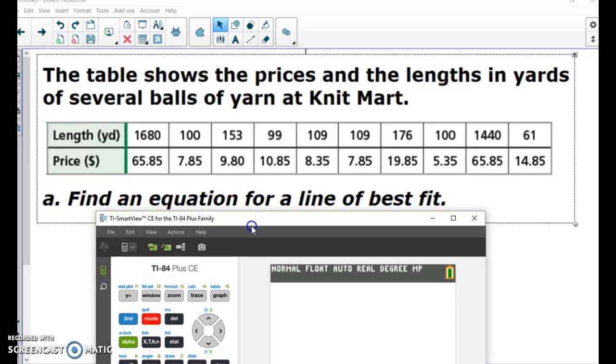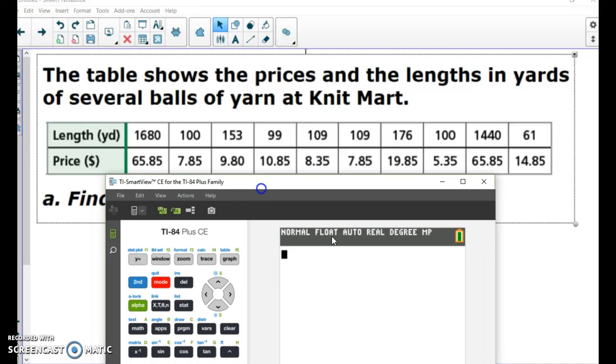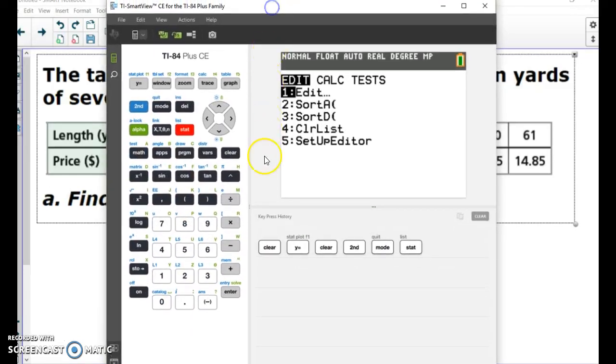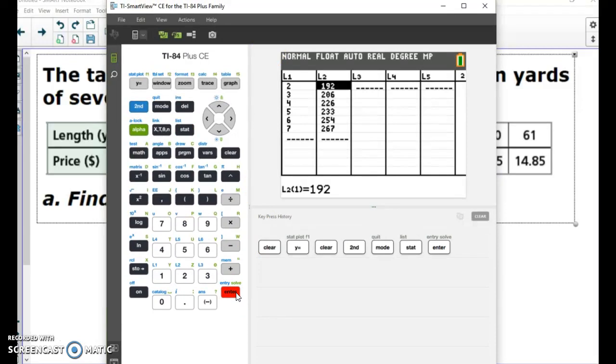So for that, I just want to start out by saying we're going to go to our stat button, and we're going to edit. Let's get this up here so we can see it. We're going to edit lists. We've gone over this before.